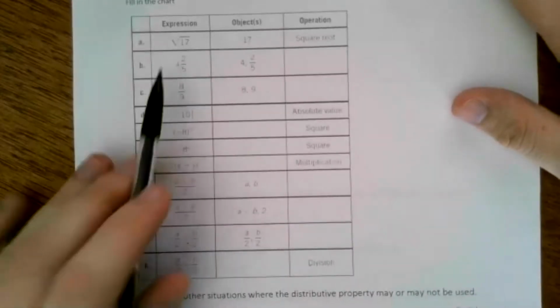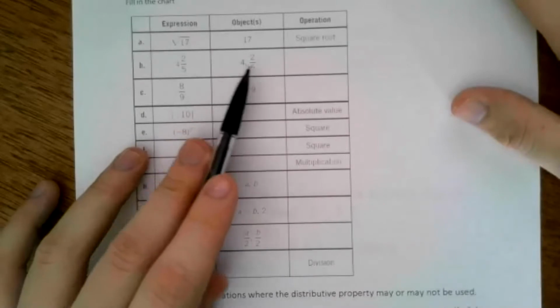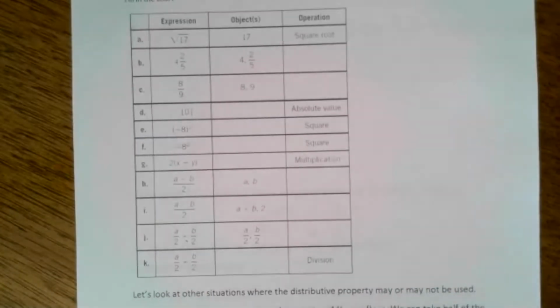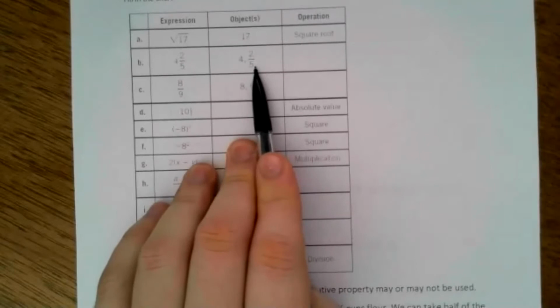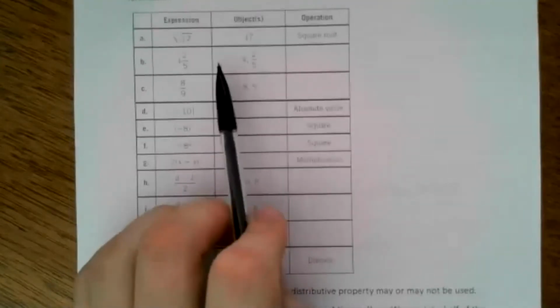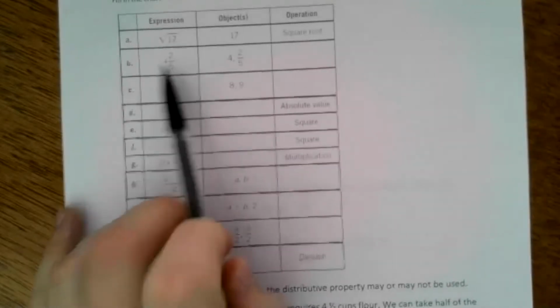So if I have 4 2/5, I have 4 and 2/5 as my objects. And what operation am I doing to combine those two numbers? Multiplication and division. So if I was just looking at 2/5, that would be multiplication, or that would be division, right? But I'm looking at these two. So how am I combining those two numbers? So what do I have to do to those two numbers to get to 4 2/5?